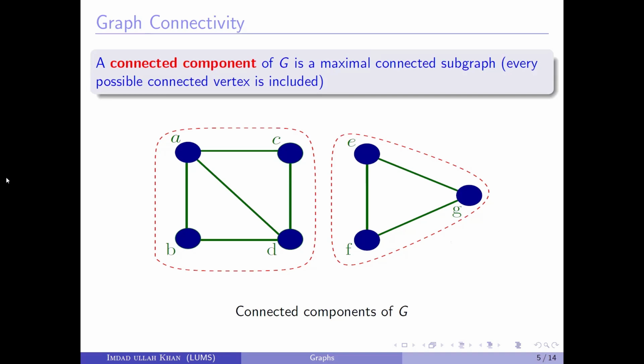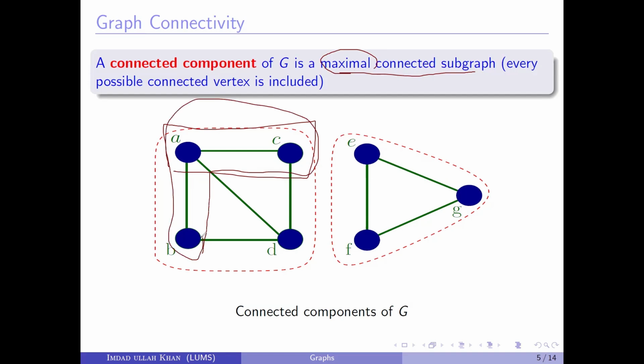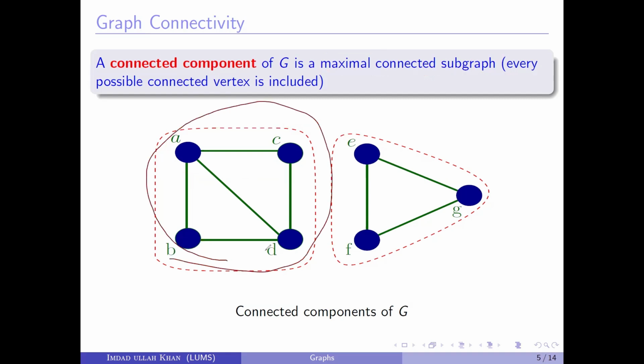Let me try to clarify this concept a little more over here. If you focus on these two vertices, A and C, they are connected. Is it a maximal connected subgraph? This is a connected subgraph, but it is not maximal because we can bring in more vertices and expand its size to three vertices. So this group of three vertices is a connected subgraph of the original graph, but is it maximal? The answer is no, because we can expand it further and add a fourth vertex, which is D, and we make it a connected component.